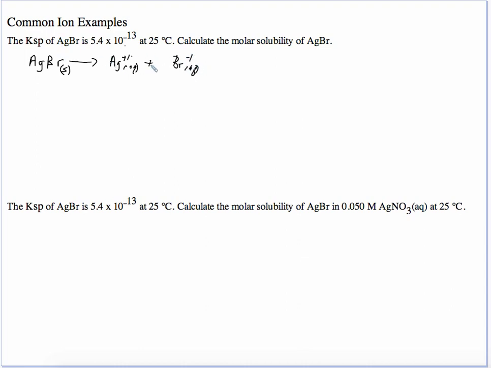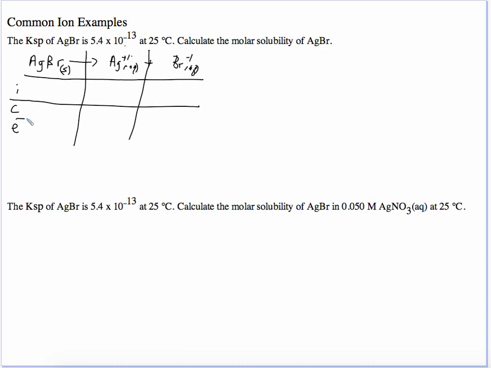Okay, our equation is already balanced. It's a 1-to-1. So what we want to do is make an ICE table: initial, change, equilibrium. Solids don't matter because they're not part of the equilibrium expression. If we're doing this in pure water, there's no silver and no bromide initially. But as it dissolves, the silver is going to go up by plus X, and the bromide is going to go up by plus X also. So at equilibrium we have X and X.